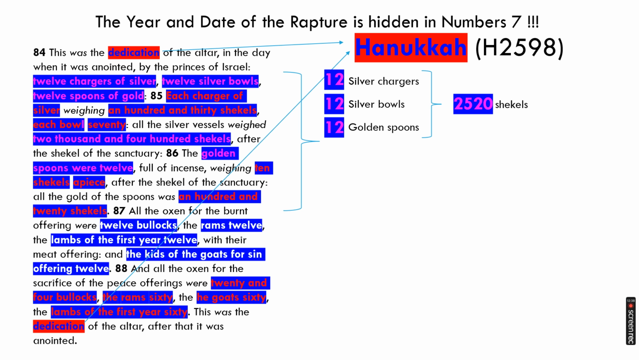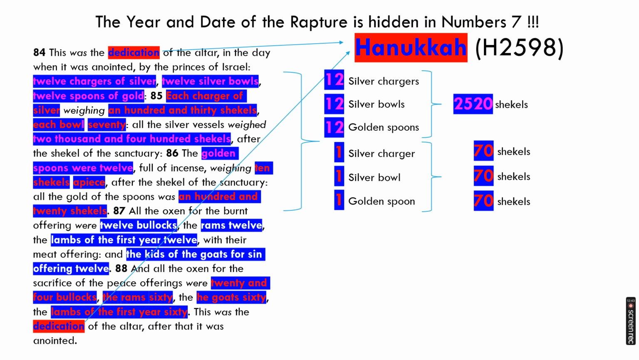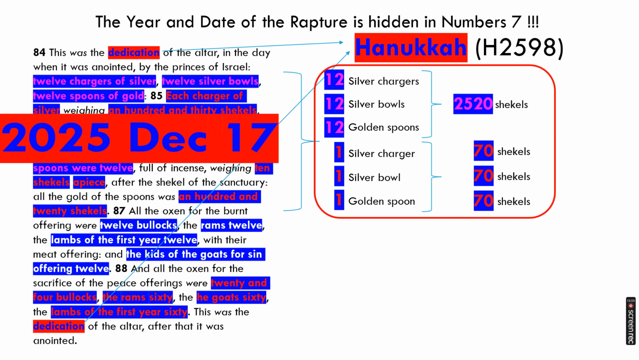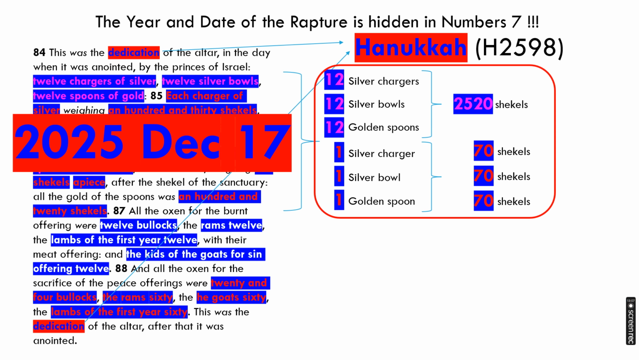2,520 shekels, pointing to 2025. One silver charger weighs 130 shekels. One silver bowl weighs 70 shekels, and one golden spoon weighs 10 shekels. So their combined weight is 210 shekels, expressed as 70 plus 70 plus 70 here, thus pointing to December 17 of 2025. You can see the numbers 12 as well as 1 plus 7 and 2025.